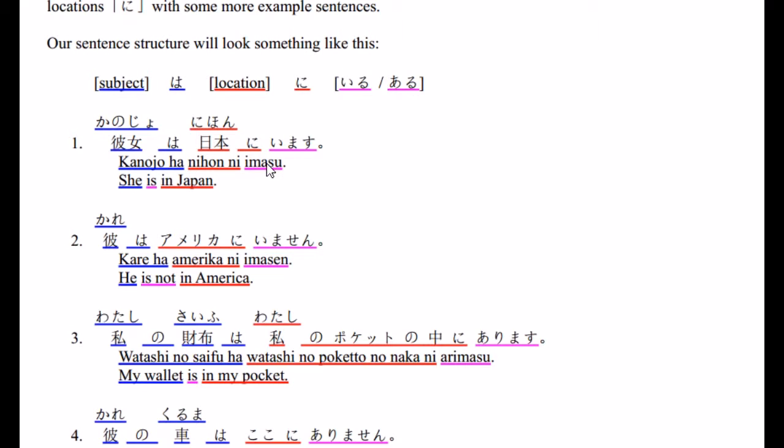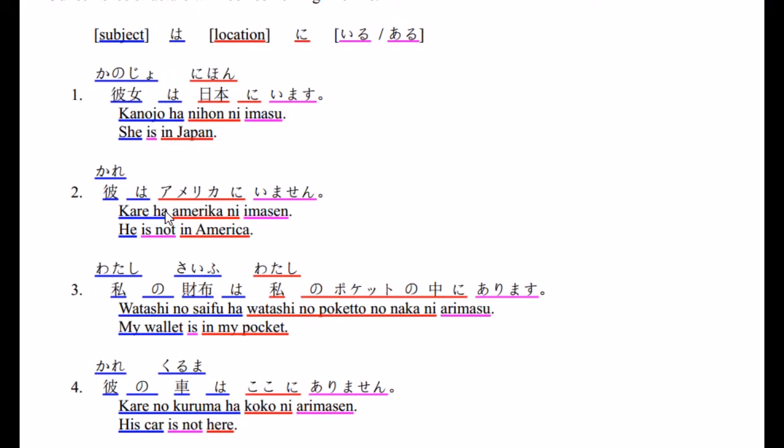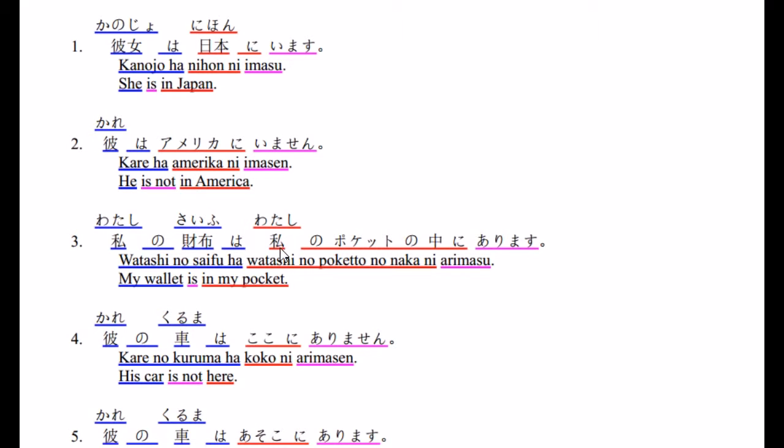And if you're confused by this right here, imas and iru, just know that we'll get into more details about this later, but imas is a conjugated form of the verb iru. So even though it's not written as iru, it's the same. Okay? Number 2, 彼はアメリカにいません。He is not in America. So now we have the negative form of iru, which is いません。Number 3, 私の財布は私のポケットの中にあります。My wallet is in my pockets.